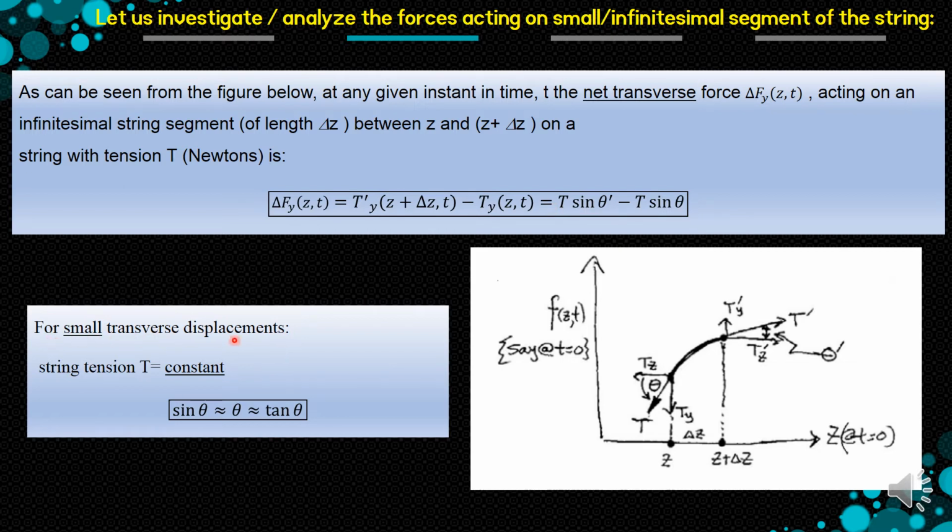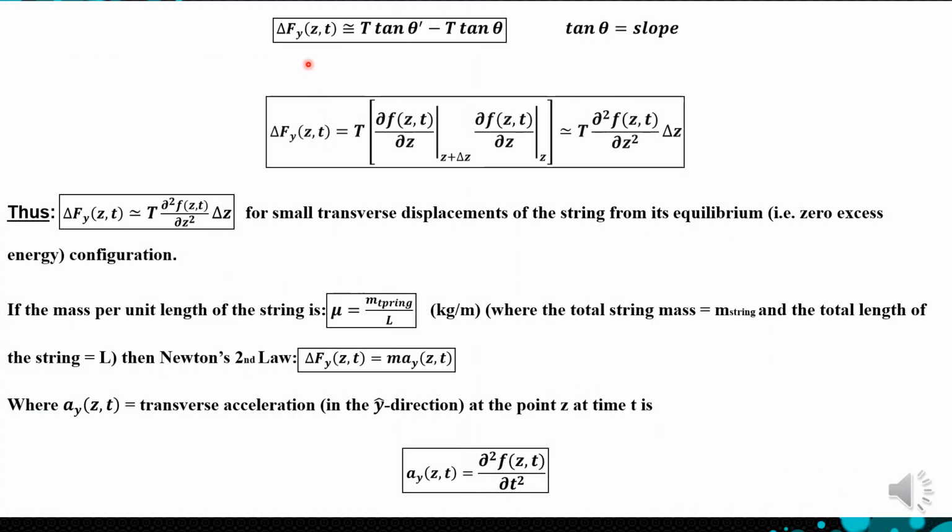For small transverse displacements, string tension is equal to a constant. What does it mean? It means that sin theta will be approximately equal to theta. If we take small transverse displacements which are very close to each other, then sin theta and tan theta will also be equal to each other. So del f of y of z t will be equal to T tan theta prime minus T tan theta, where tan theta is called the slope.